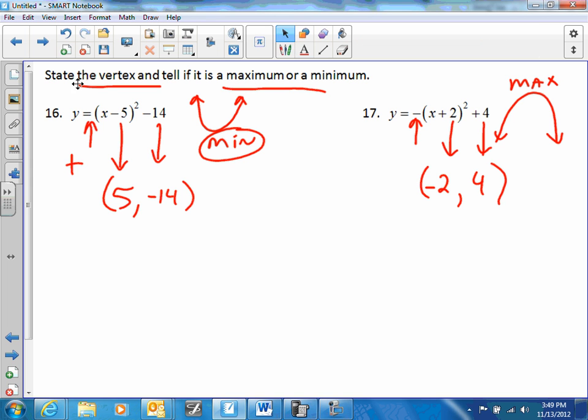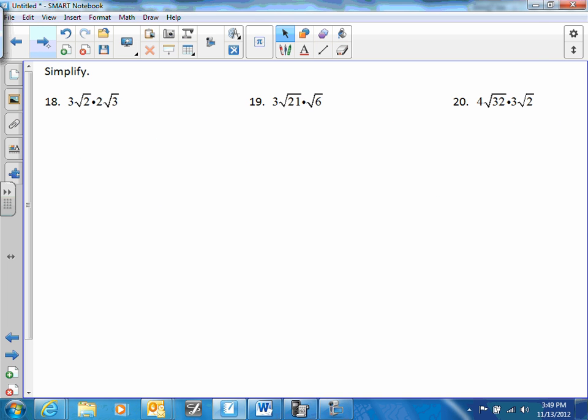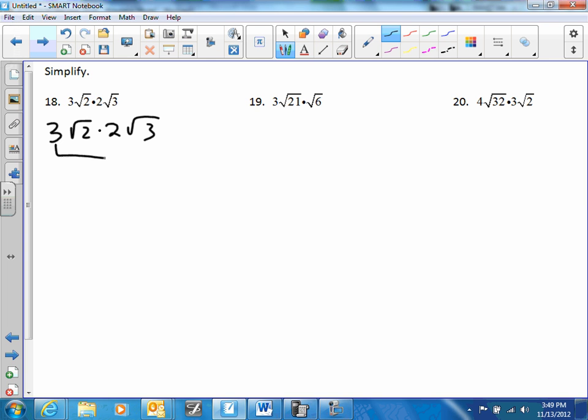Okay? Finally, the last three, you're just simply multiplying. This is 3 times square root of 2 times 2 times square root of 3. 3 times 2 is 6. Square root of 2 times square root of 3 is square root of 6. And there's your answer.